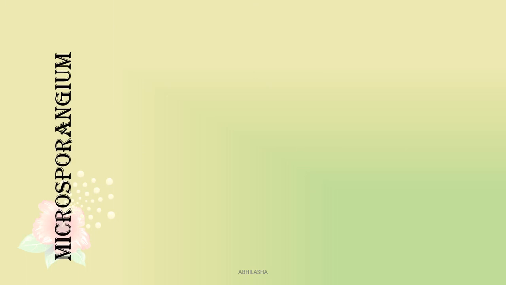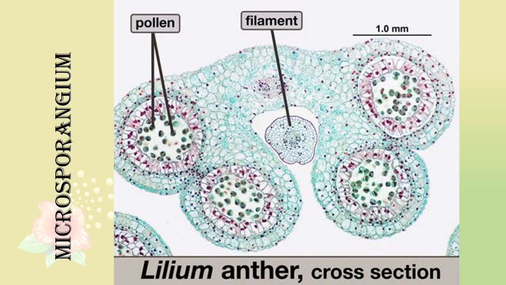Now what you see here is TS of the anther. You can see the filament in the center with anther lobes on 4 sides. Tapetum is visible in pink color with pollen in the center.